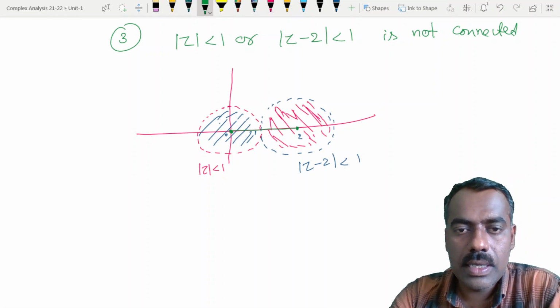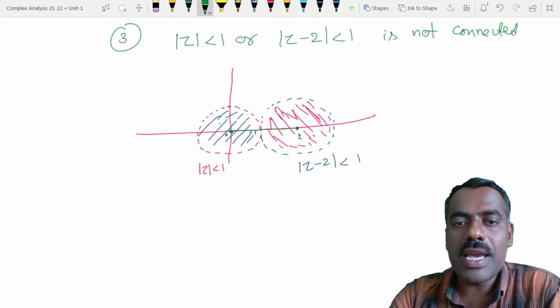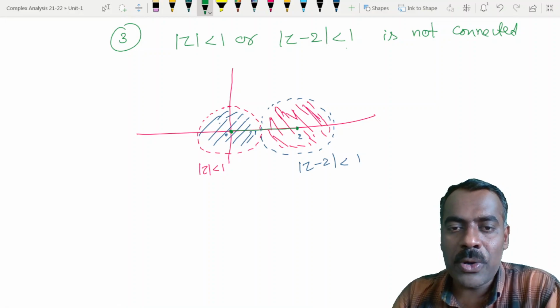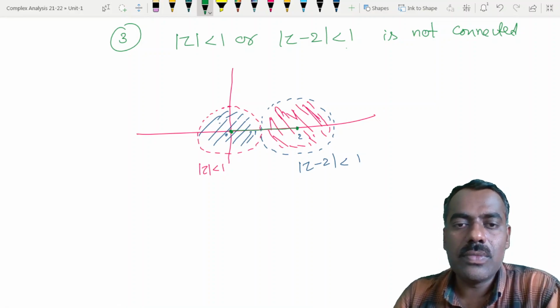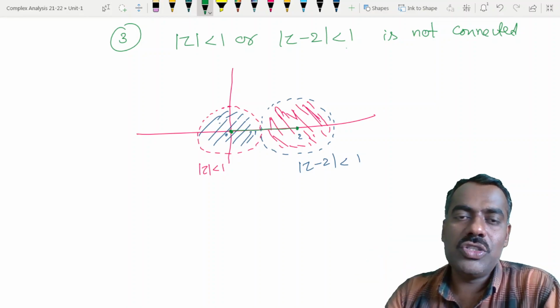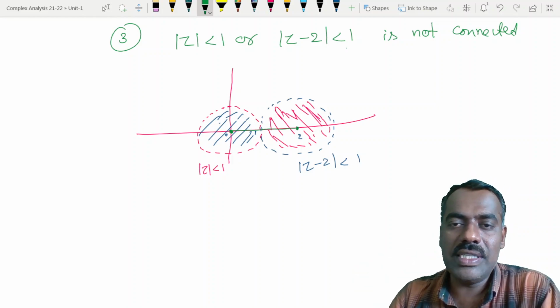If we have mod z less than or equal to 1 or mod z minus 2 less than or equal to 1, then is it connected? Yeah, obviously. If you take less than or equal to 1, then they have one common point, 1. Then 1 is a common point, so you can join any point from Z1 to that 1 and from 1 to Z2. Is that clear?